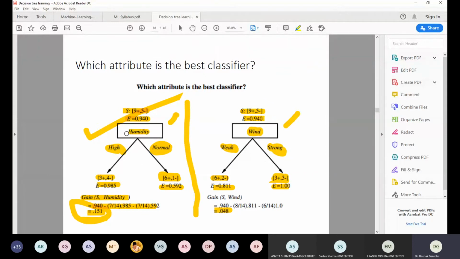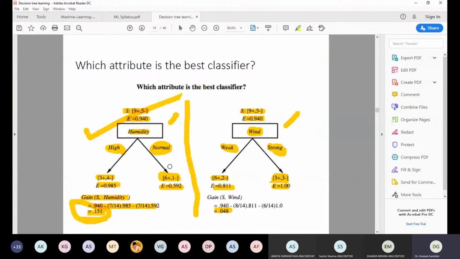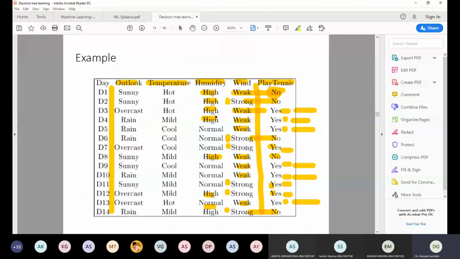0.151. In the case of humidity, the total set has 9 positive cases and 5 negative cases. The entropy is 0.94. When humidity is high, there are 3 positive cases and 4 negative cases. Humidity high: 1, 2, 3, 4, 5, 6, 7. These are the total cases. So humidity high would be 3 plus 4.